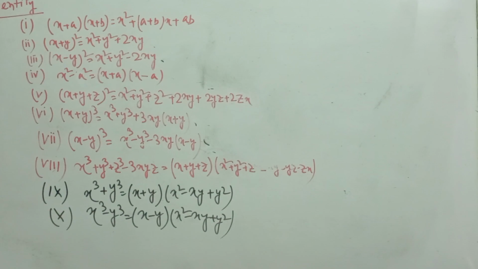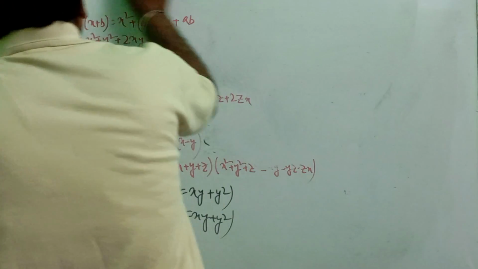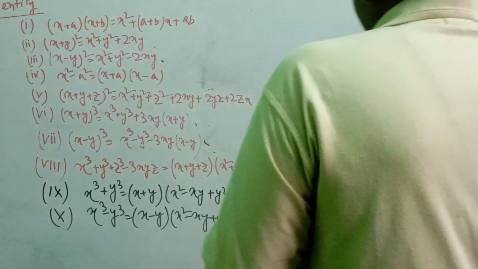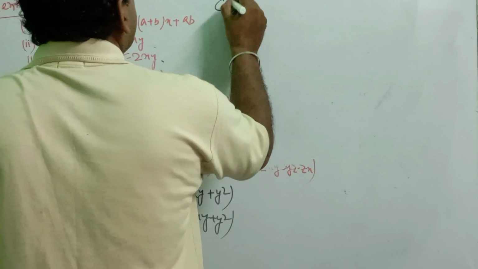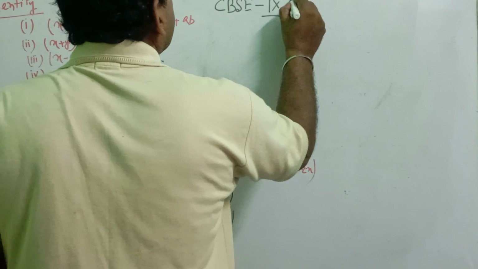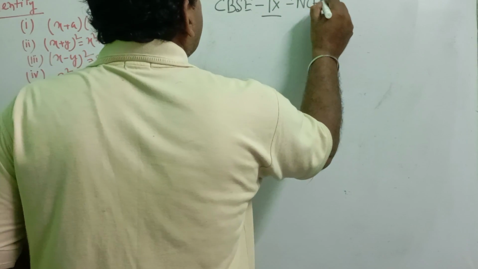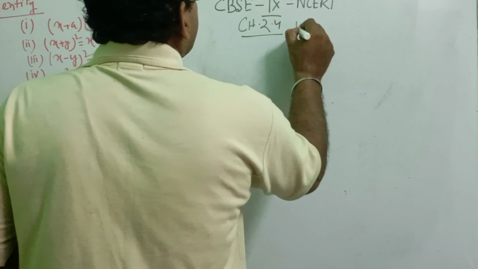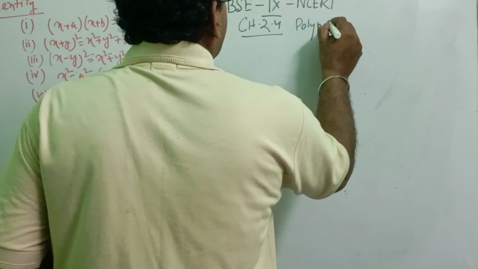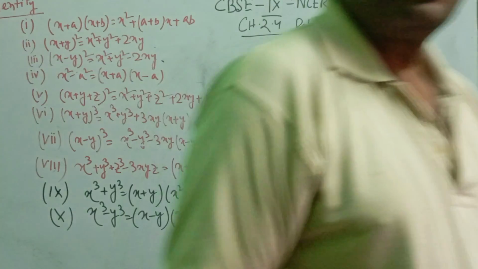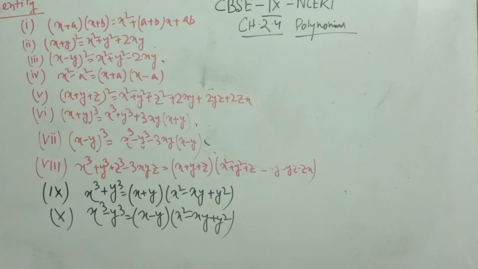Today we are completing the class 9 CBSE NCERT chapter 2.4, that is polynomials. This is our last part.